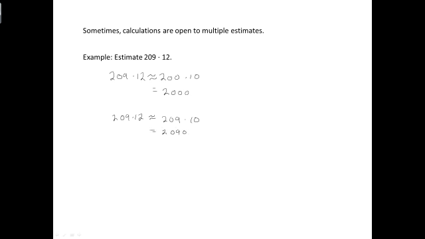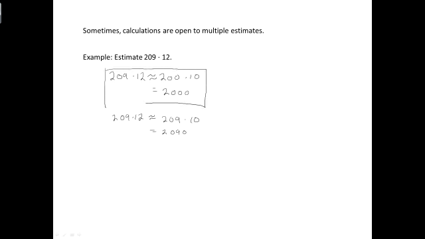Sometimes calculations are open to multiple estimates, and the choice of the estimate you use depends on how close you need the answer to be and how easy the calculations are. Example, estimate 209 times 12. One way we can estimate this is 209 is about 200, and 12 is about 10, so the product is about 2,000. We could also have done 209 times 12 is about 209 times 10 by changing only one of the numbers, which is 2090.